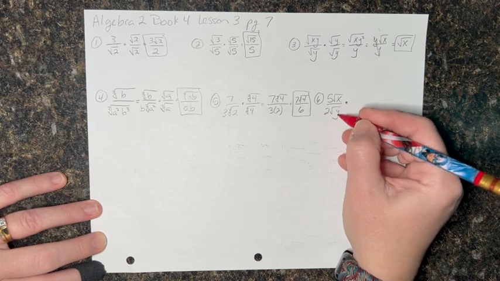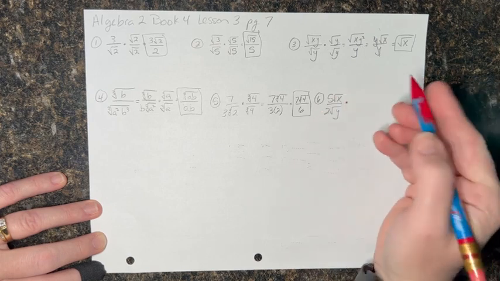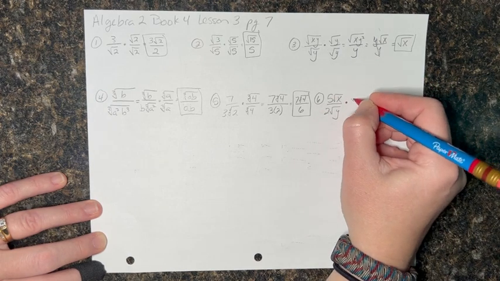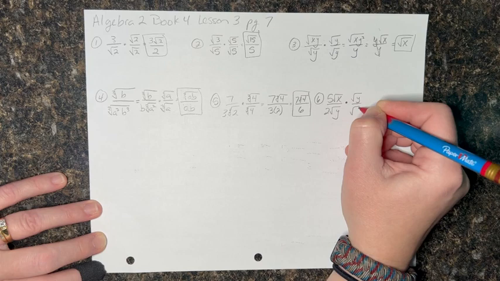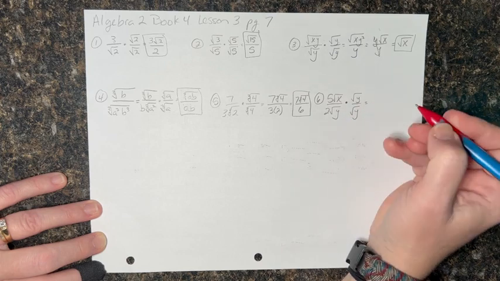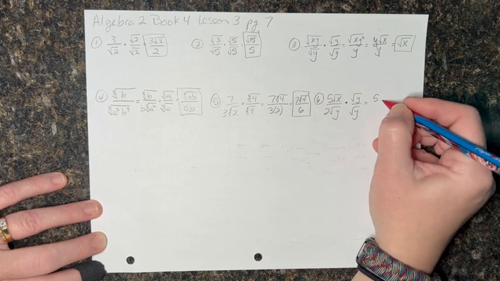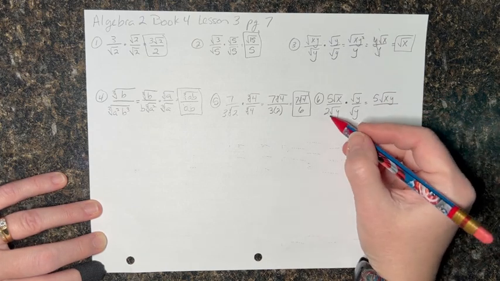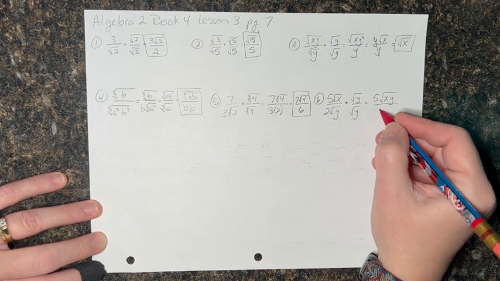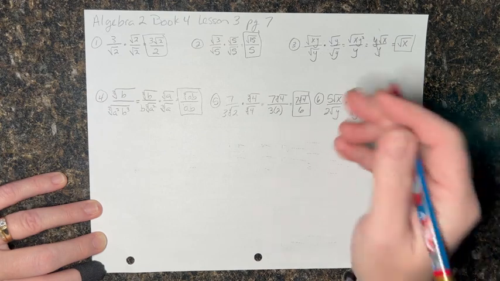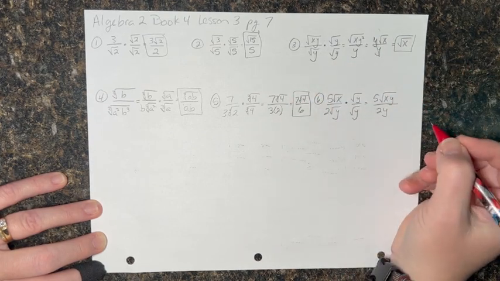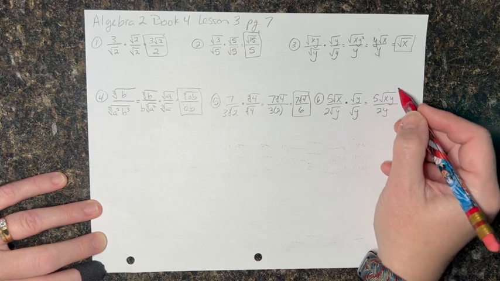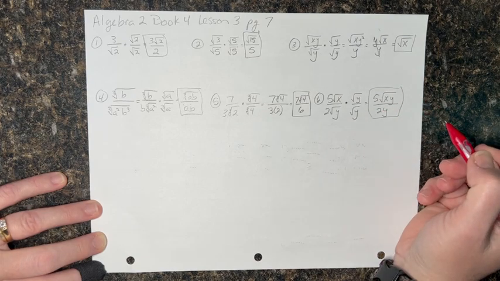We cannot have this radical in the denominator, so we are going to multiply by 1 in the form of the square root of y over the square root of y, okay? It's going to give me in my numerator 5 times the square root of xy over 2 times the square root of y times the square root of y, which is just y. There's nothing that can be reduced, and so that problem is complete, right?